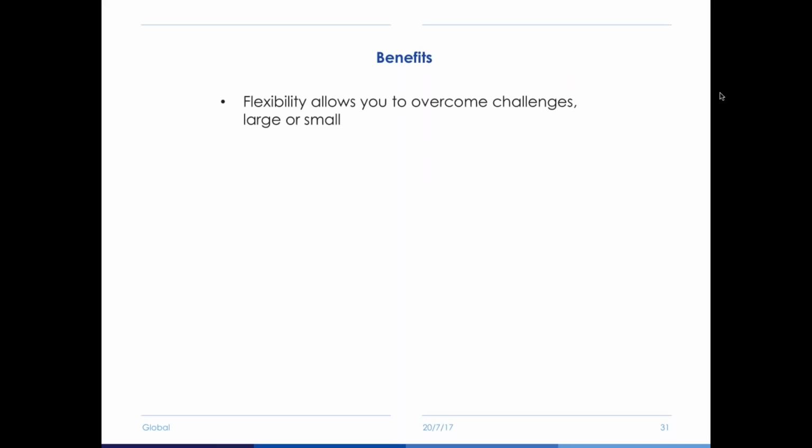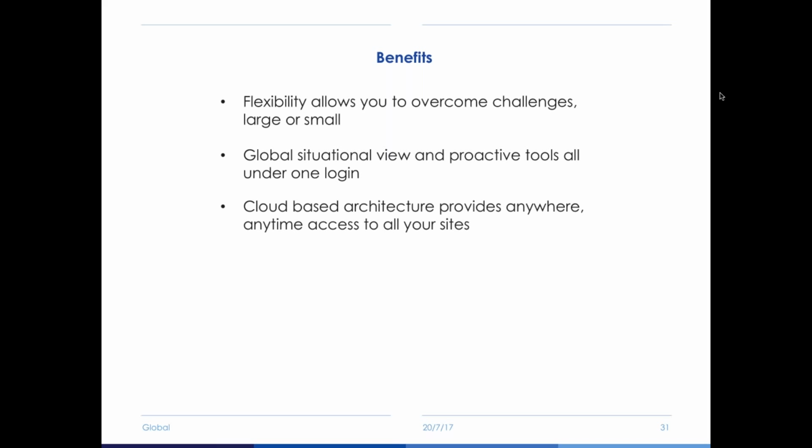So some of the benefits of using Panda, of using systems management and the Advanced Reporting Tool, this flexibility that we described allows you to overcome some of these challenges, large or small. And we're talking about the impact thinkers here, the ones I have sympathy with. This gives you a lot of granularity, flexibility, to overcome these sorts of things. A global situational tool or view and proactive tools all under one login. We're talking about the advanced reporting tool here. You can look at all the processes in the entire environment.